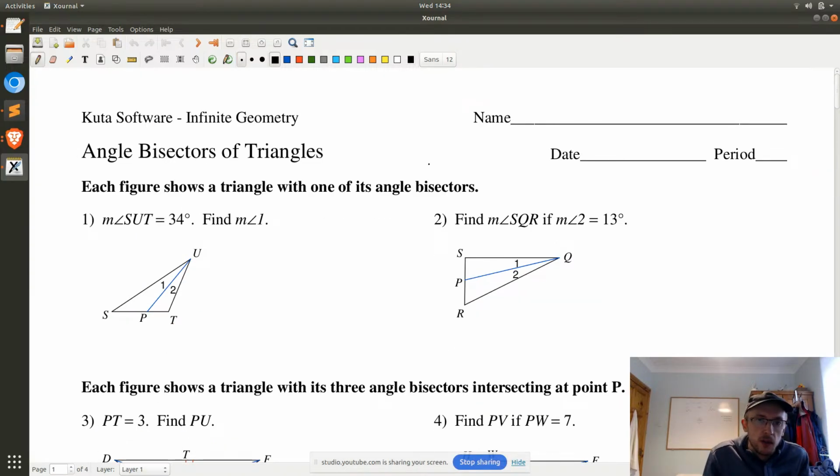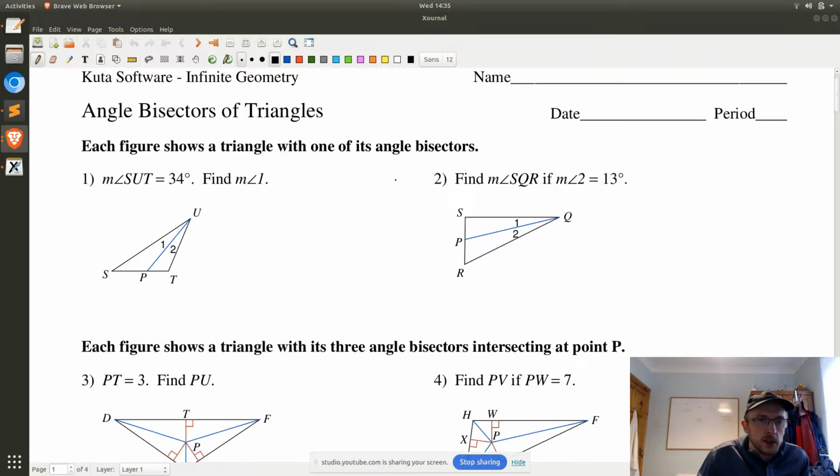Each figure shows a triangle with one of its angle bisectors. And we have 16 problems to solve, and so we'll begin now. The measure of SUT is 34 degrees. So find the measure of angle 1. Well, as it's an angle bisector, surely it would be 17 degrees.